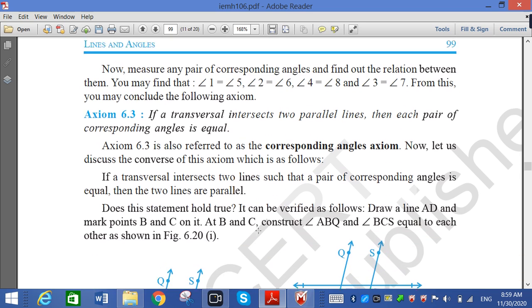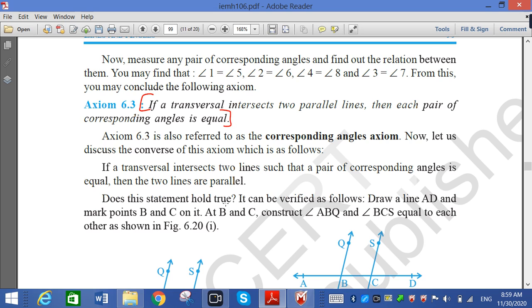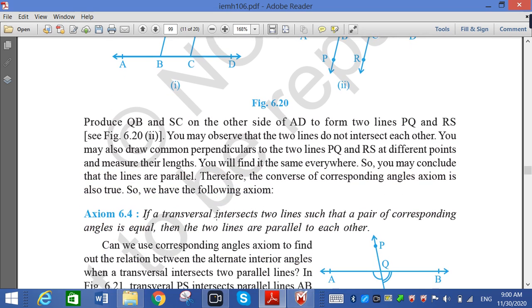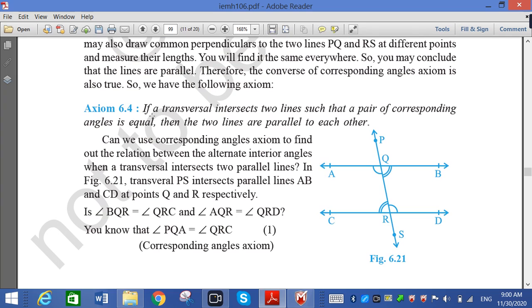Axiom 6.3, always remember: if a transversal intersects two parallel lines, then each pair of corresponding angles is equal. That is what is given here. Now we go for Axiom 6.4. If a transversal intersects two lines such that a pair of corresponding angles is equal, then the two lines are parallel to each other. That is the converse of it. So when a transversal intersects two lines and the corresponding angles are equal, the two lines are parallel. So AB is parallel to CD.